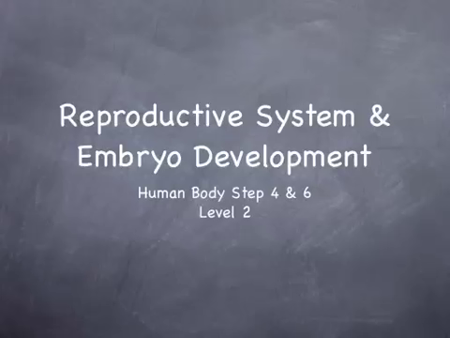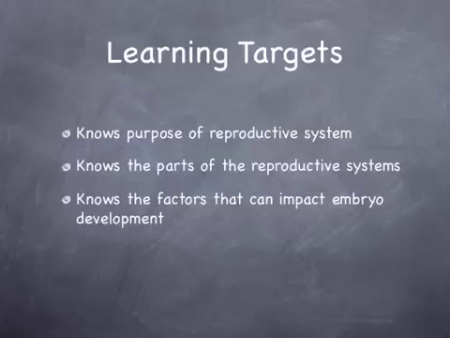This is a Level 2 lesson over the reproductive system and embryo development. This is Human Body Steps 4 and 6. By the end of this lesson, you will know the purpose of the reproductive system, the parts of both the female and male reproductive system, and you will know the factors that can impact embryo development.